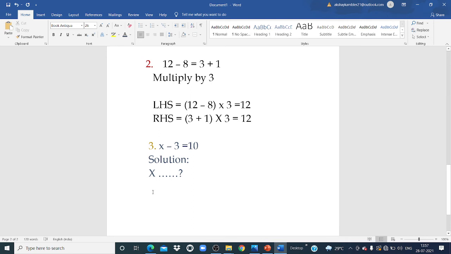So from that, do one thing: add the number 3 to both sides. What happens to the LHS? LHS is equal to x minus 3 plus 3. X minus 3 plus 3, the answer will become x only. And what about the RHS? RHS is equal to 10 plus 3, and 10 plus 3, the answer is 13.